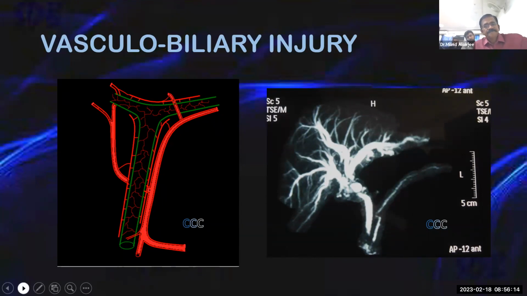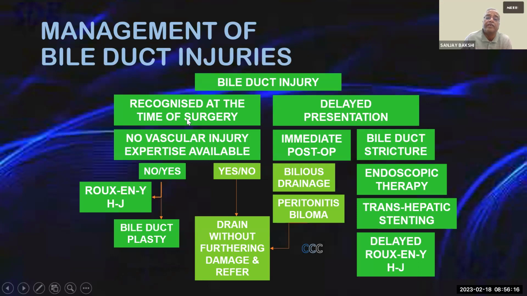So just to finish up, Professor Shah, bile duct injury recognized at the time of surgery. If you have no vascular injury and expertise is available, you can go in for a Roux-en-Y hepaticojejunostomy or a bile duct plasty. If you're having to use energy devices to divide the bile duct, you can do a bile duct plasty. If there is vascular injury and expertise is not available, you're better off putting in a drain without furthering damage and refer.